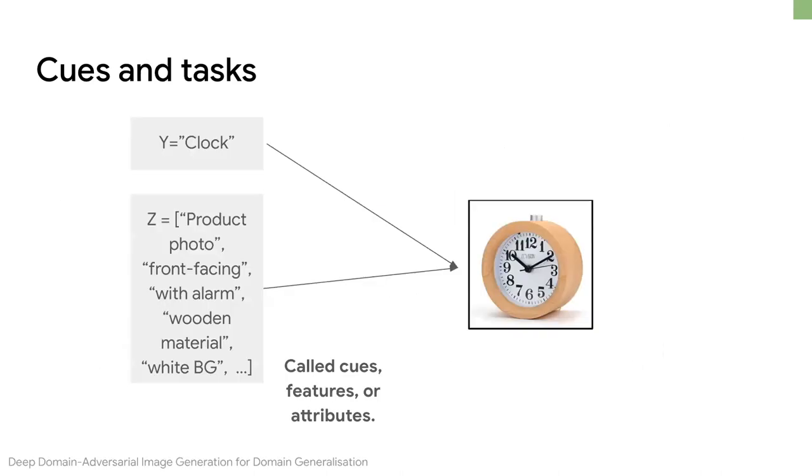So here's an example of how the cues could be combined through a generative process into an actual sample. When you have a task label of clock and all other kinds of attributes like product photo, front facing, with alarm, wooden material, white background, and so on, these are all cues that make this picture.